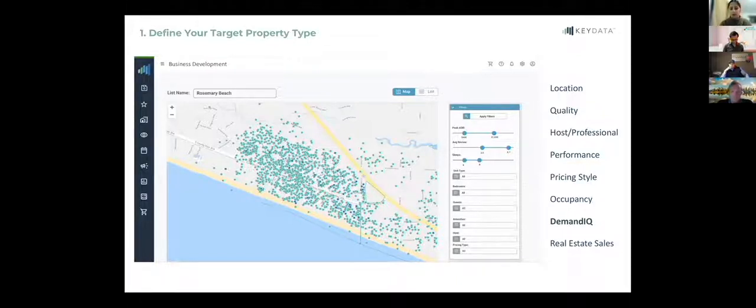Pricing style is another one, right? If a property is out there on the OTAs and they've only got 3 rates for the entire year, they are definitely not maximizing their RevPAR.